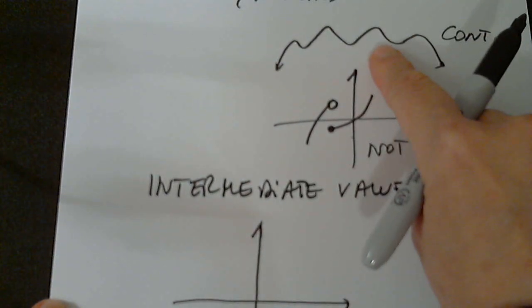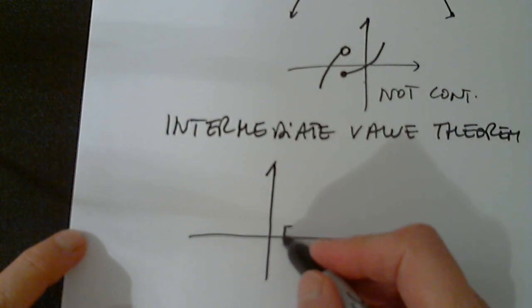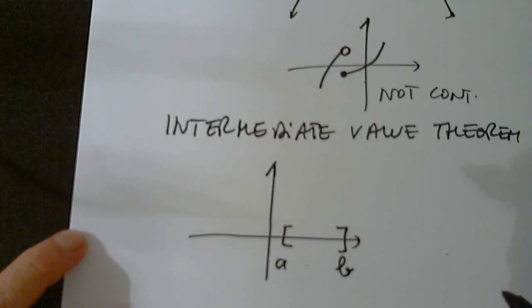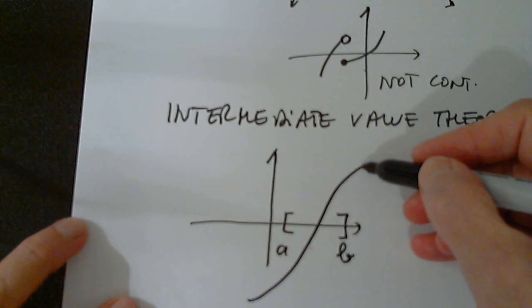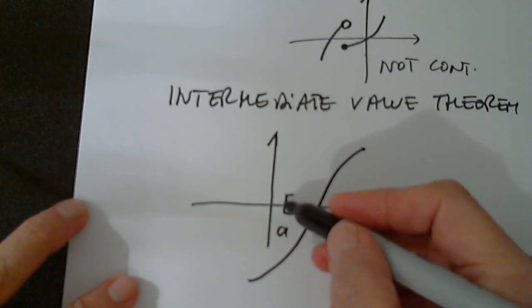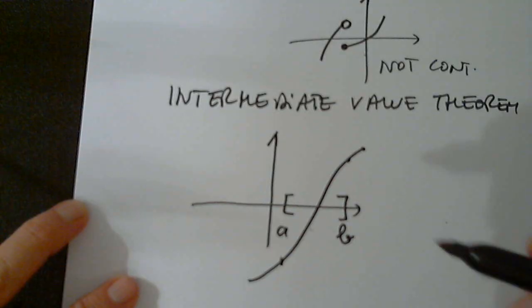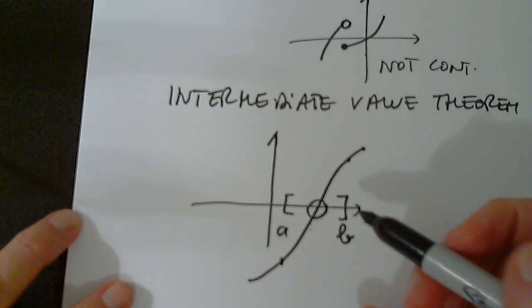If a function is continuous on an interval a, b, and it changes sign, at a it is negative and at b it is positive, there must be a solution between these numbers because it's continuous.